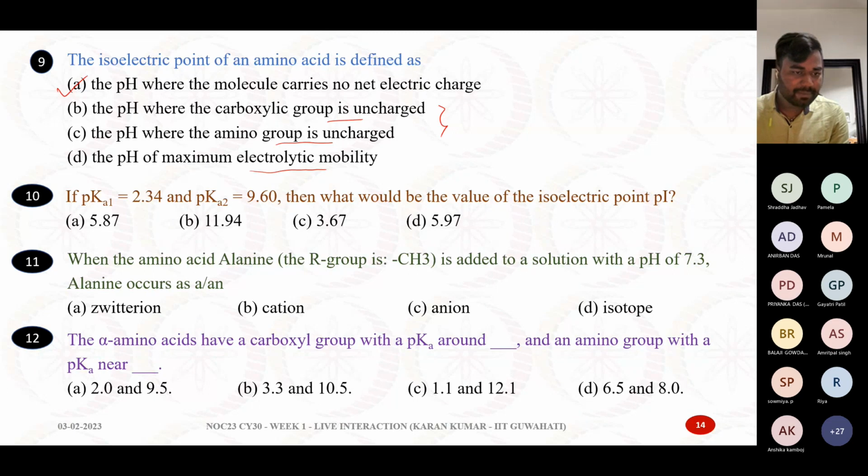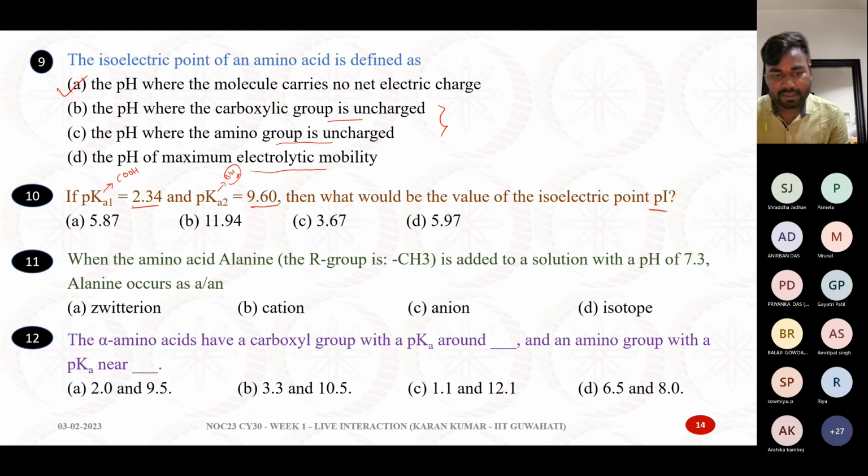Now question number 10, what does pK1 represent? The pK1 is for the COOH group, right? And pKa2 is for the amino group, NH2 group. So if pK1 is 2.34 and pK2 is 9.6 for a particular amino acid, then what would be the value of the isoelectric point? Can somebody tell me? Option D, 5.97. Okay, 5.97. Very good.